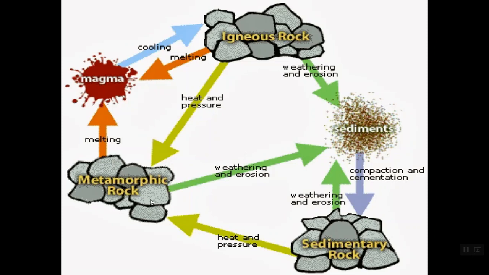So you might get metamorphic rock that melts and goes into igneous rock, but then igneous rock could get weathered, but you could also have metamorphic rock just getting weathered and becoming sediments again, and you'll have a little cycle here. Now, we're going to talk about it from the start.